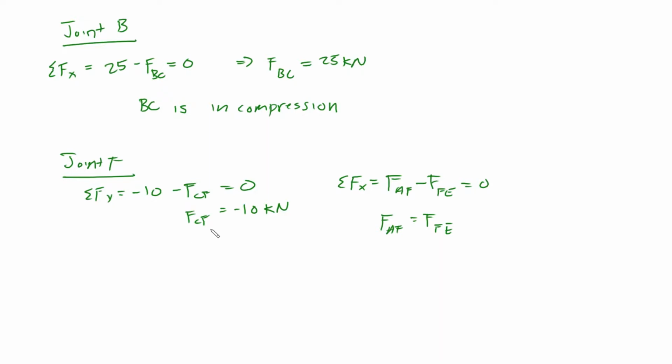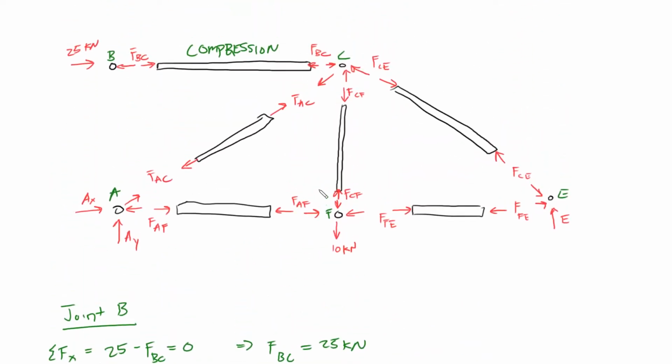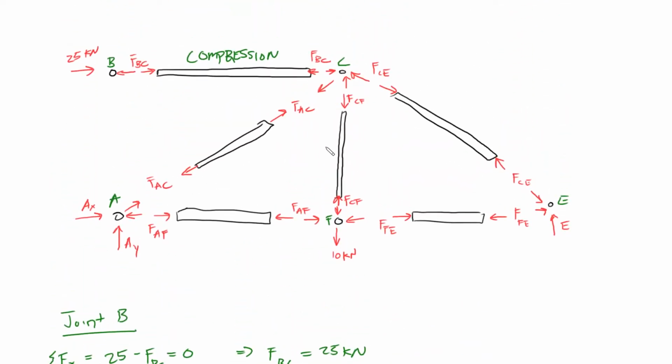So from this equation, we see that FCF is negative 10 kilonewtons, meaning I drew the reaction force of CF in the wrong direction. That'll be this member right here. I drew it in compression, so therefore this actually is in tension. So right here I put tension, like that. So FCF, the member CF, is in tension.